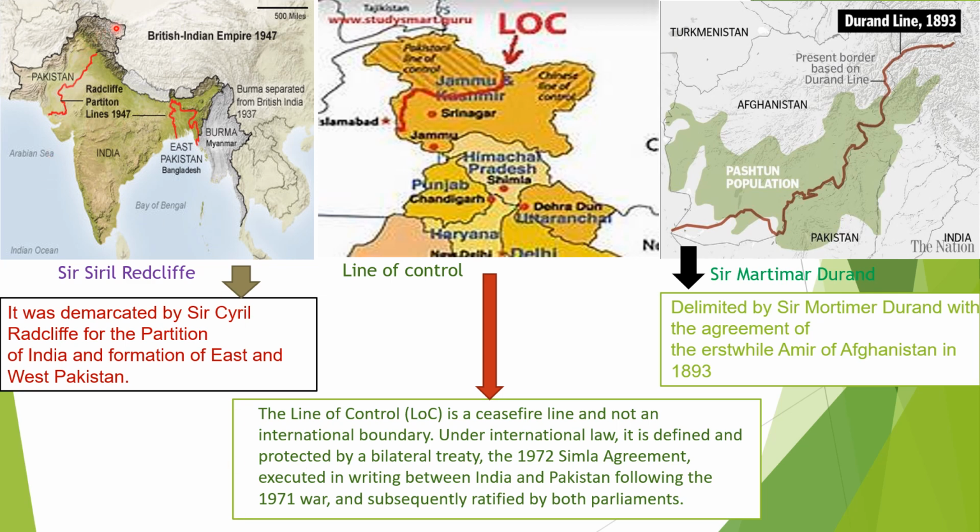Look at this picture. These are very important. Look at the pointer line. These lines are red-colored and are called the Radcliffe Line. It was demarcated by Sir Cyril Radcliffe for the partition of India and the formation of East and West Pakistan. It divides India and Pakistan, and it was created in 1947.